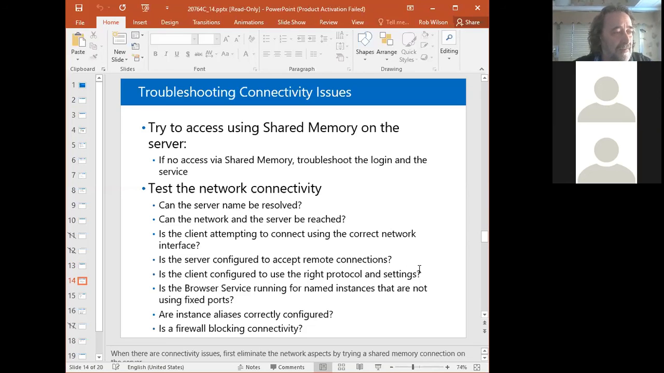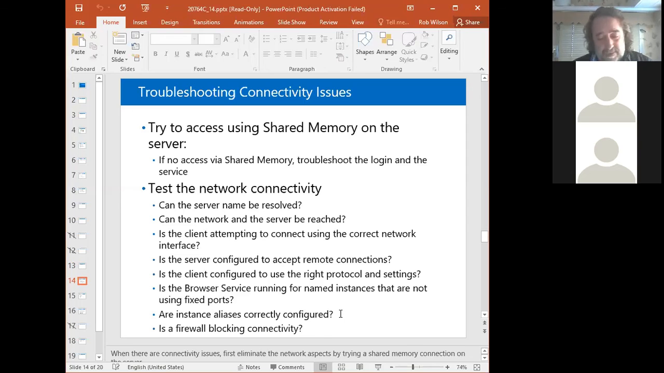Is the client using the right protocols and settings? Part of the connectivity, remoting, we'll be using defaults, using fixed ports, etc. So if somebody has changed the default ports, or they're not using fixed ports, if they're using something dynamic, well, now you're trying to hit a moving target. So that could be the issue.